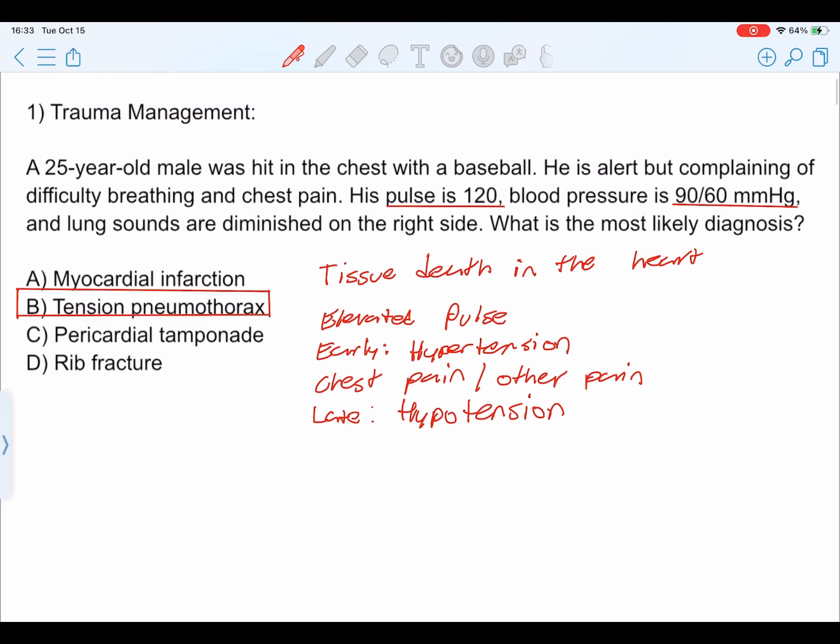It doesn't really say anything about respiratory rate or O2 in this question. It gives us the pulse and it gives us the blood pressure. And the blood pressure for an early stage would be elevated. This one's low. Pulse matches up, but because we're not given any of the common signs of tissue death or pain or radiating pain, we can safely say that it's not going to be A.